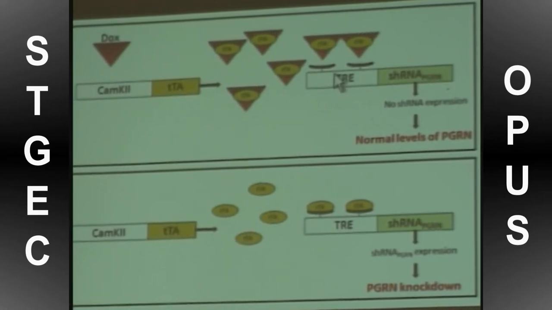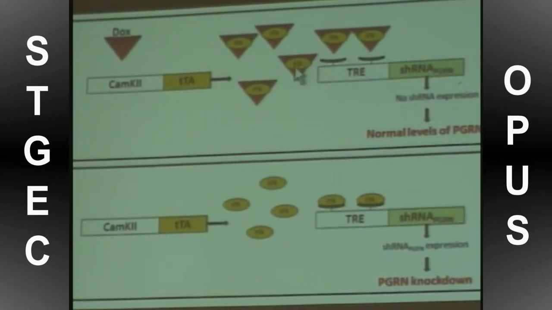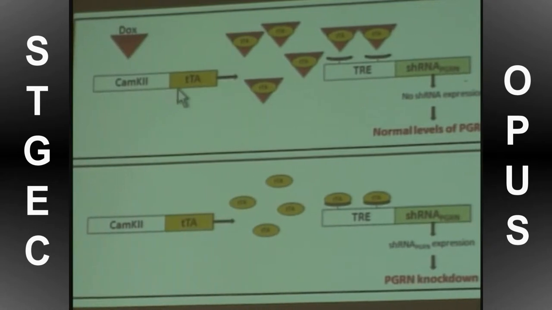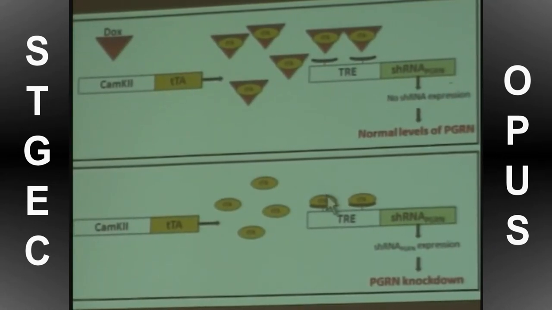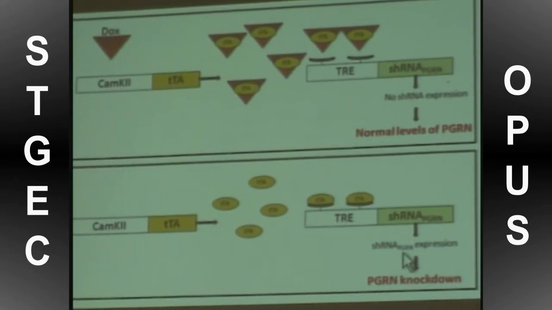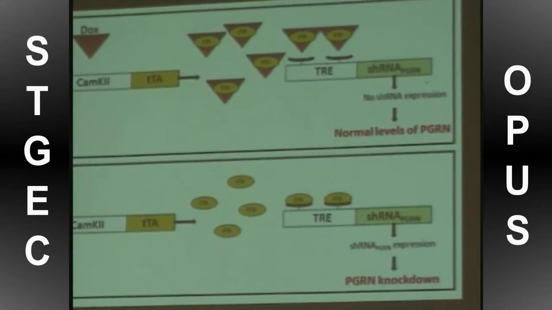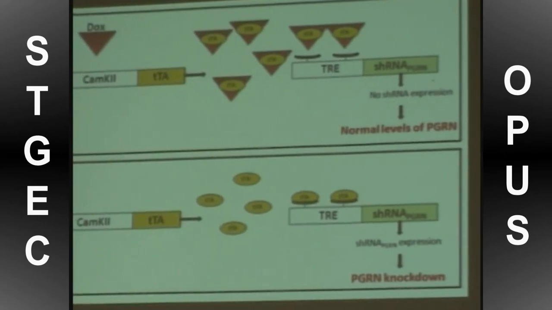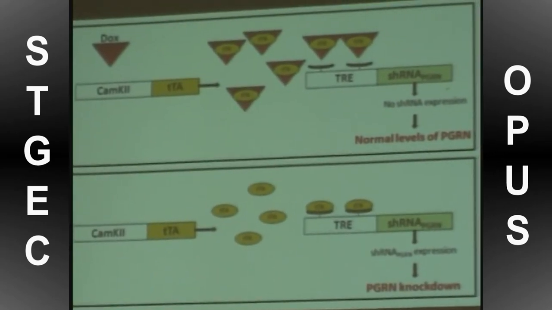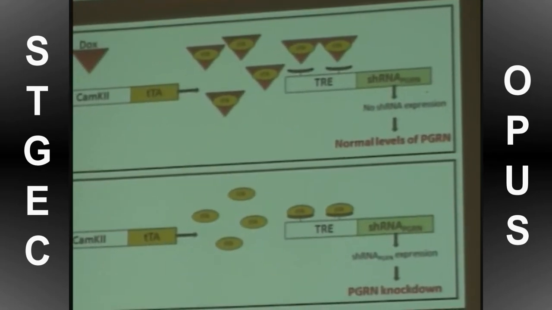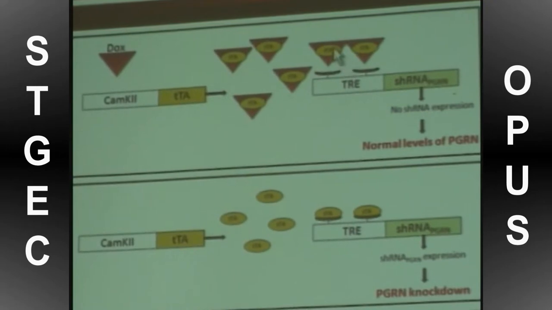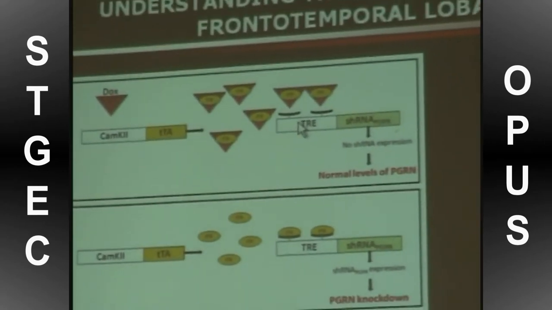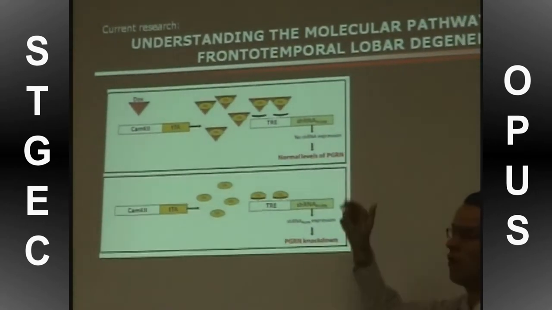For the TRE promoter to work, it needs to bind to a transactivator. So what we do is put the transactivator under the control of a neuronal specific promoter. So the transactivator is expressed just in the neurons, and when the transactivator binds to the TRE promoter, the TRE promoter is active, and we have expression of the shRNA and the progranulin knockdown. We have a regional specificity by putting the transactivator under the control of a neuronal specific promoter. We also have a temporal specificity because we can add doxycycline to the drinking water or the food, which will bind, in red here, to the transactivator, precluding the activation of the TRE promoter. So in the presence of doxycycline, we have no shRNA expression and normal levels of progranulin.